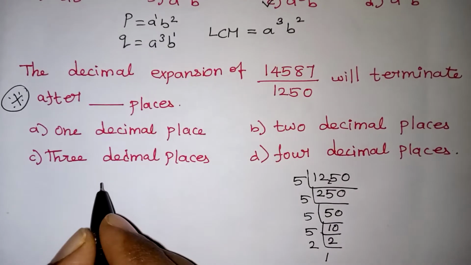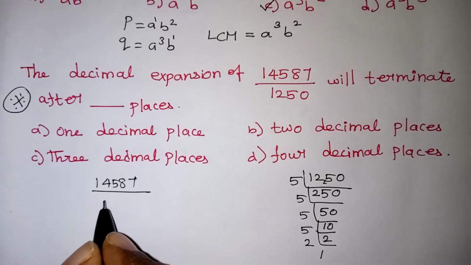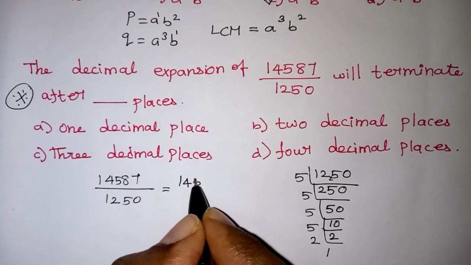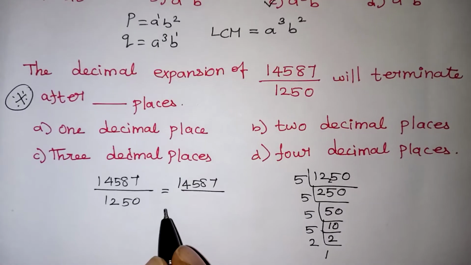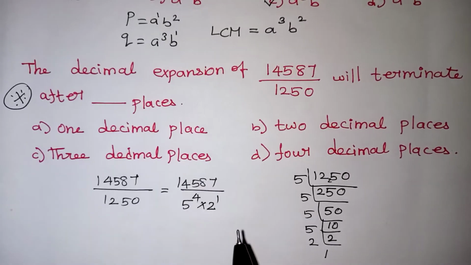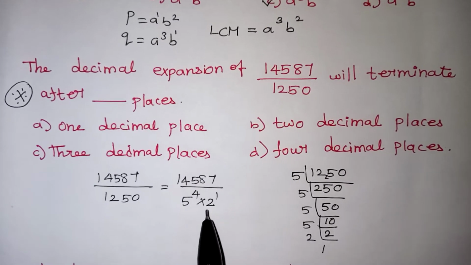Now the given question: 14587 by this number, 1250. The numerator you don't touch, you just keep as it is. The denominator alone is 5 power 4 into 2 power 1 we are getting. So here only 2 and 5 are there. Definitely it is a terminating decimal.